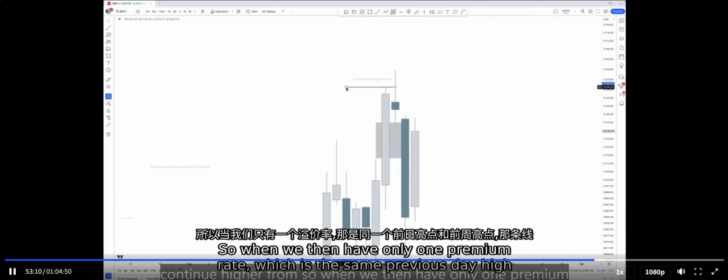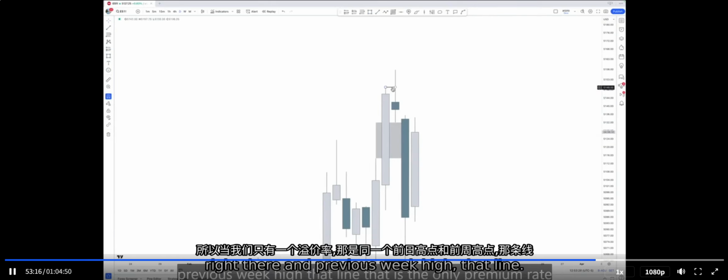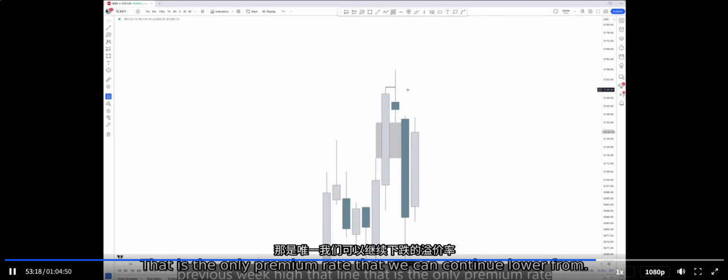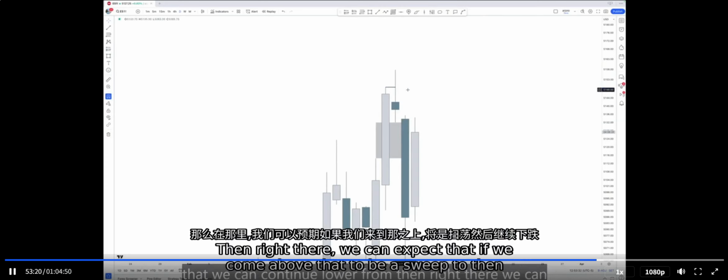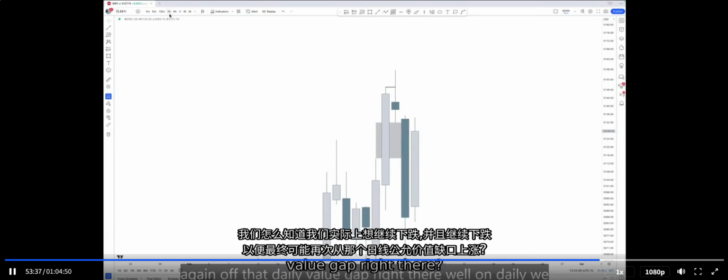So when we then have only one premium array, which is the same previous day high right there and the previous week high, that line, that is the only premium array that we can continue lower from. Then right there, we can expect that if we come above that, it will be a sweep to then continue lower. How do we confirm that sweep? And how do we know that we want to continue lower actually, and continuing lower as in to then eventually potentially continue higher again off that daily fair value gap right there?